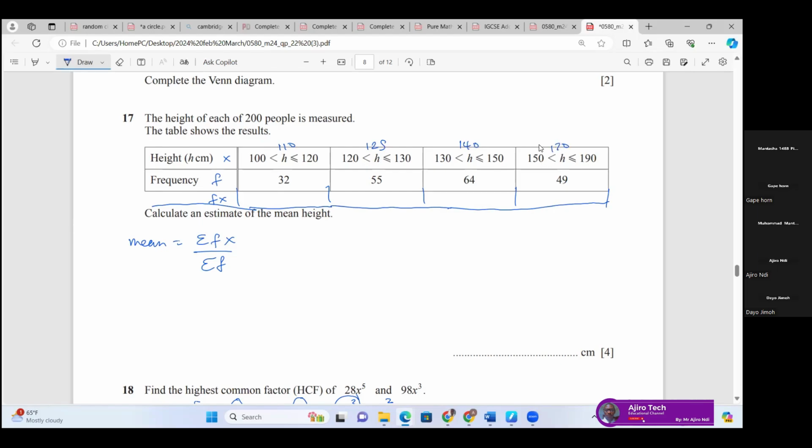To multiply that, 110 times 32. I'm going to get 3520. Or better still, let me write it like the first one, 110 times 32. Add it to 125 times 55. Add it to 140 times 64. And then add that to 170 times 49. Everything here divided by the total. And the total is what? 200. So type this, you're going to get your answer.